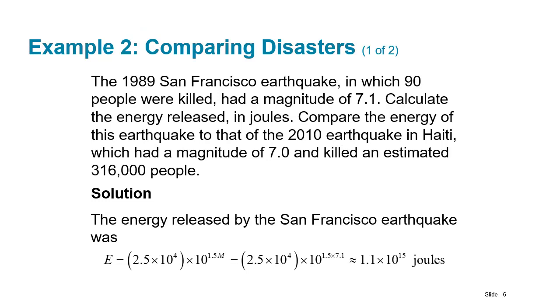So to put this into perspective, in '89, the San Francisco earthquake, in which 90 people were killed, had a magnitude of 7.1. We can calculate the energy released in joules and compare the energy of this earthquake to that of the 2010 earthquake in Haiti, which had a magnitude of 7 and killed an estimated 316,000 people. So the energy released by the San Francisco earthquake is 1.1 times 10 to the 15 joules, by just plugging in a magnitude of 7.1 into this formula and doing some math.